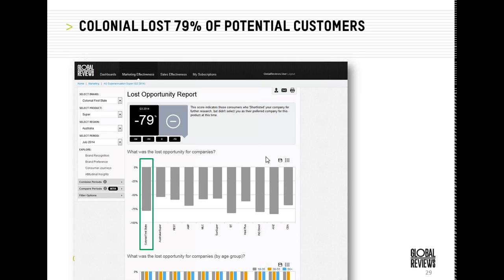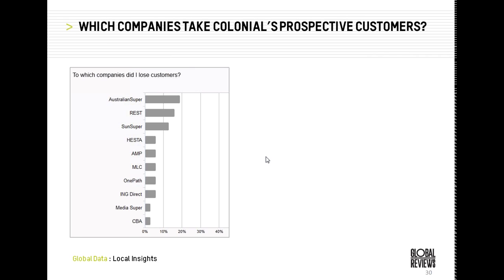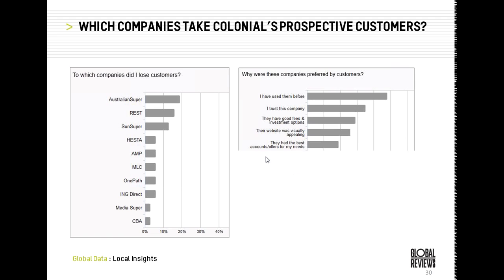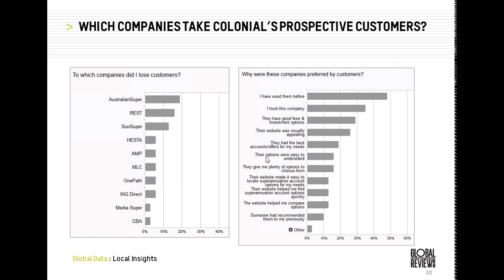What's even better is you can see who of those who had, in this case, Colonial on their shortlist, which other brands did they end up selecting in the end, and that we're going to look at now. So all these people had Colonial on their shortlist, which brand did they end up with? We can see here that Colonial's key competitors would be Australian Super, Rest, Sun Super, Hester and AMP as the top ones. And we can also try and understand why that is.